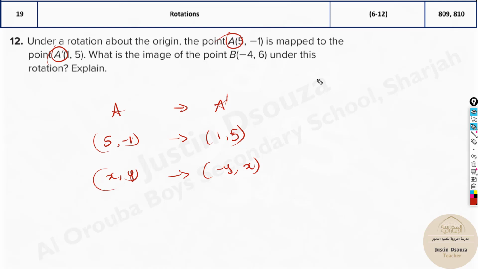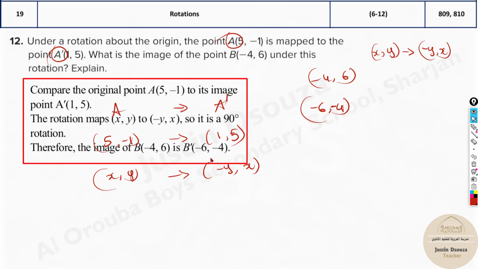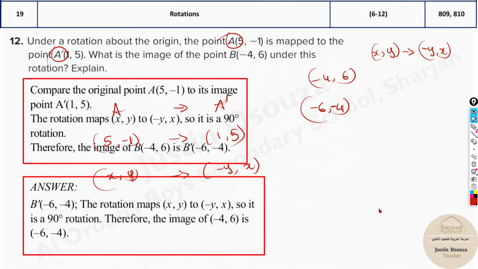And now what you can do over here is, because it's from the origin, you don't have any other point. Directly use the formula. x comma y goes to minus y comma x, that is for 90 degrees, and it will be minus 6 comma 4. That is the answer. Oh, sorry, minus 4. You can see it's minus 6 and minus 4.